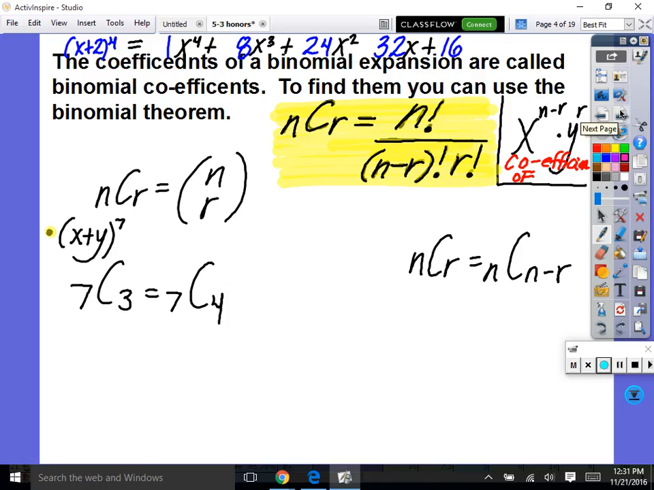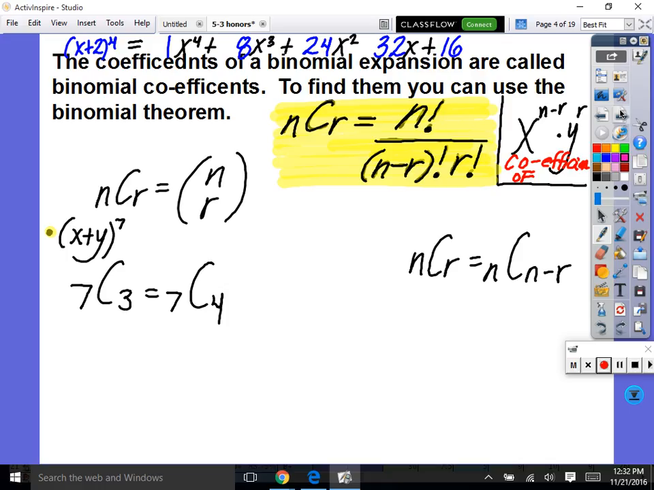So coefficients are the number in front of the variable. We're talking about binomials, 2 terms. So the coefficients of a binomial expansion are called binomial coefficients. To find them, you can use the binomial theorem, which is the highlighted thing. So write down the binomial theorem. This theorem will enable us to find the coefficients, the number in front of the variables.